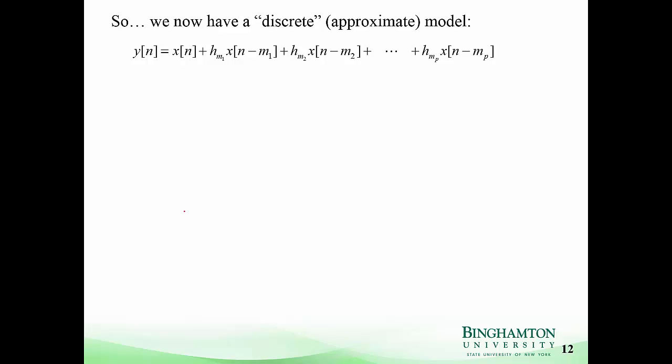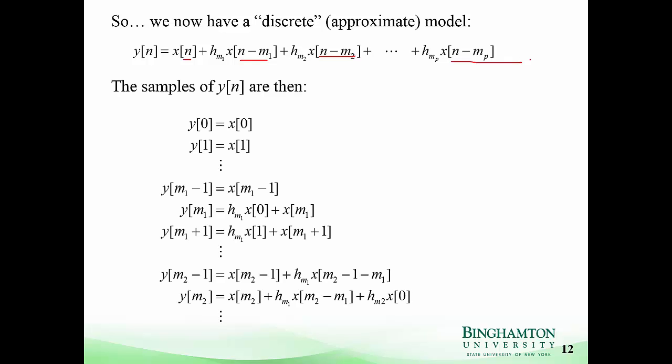Now comes the fun part. So we have this discrete or approximate model. Discrete means not on a continuum. We have discrete indexes here, so it's like we're indexing into vectors like we've been doing all semester long. And we can now look at these samples of y of n and see what they are. So at the very first instant, when we first start to sample this, we get our very first x of 0. And for a while, that's all we see, right?